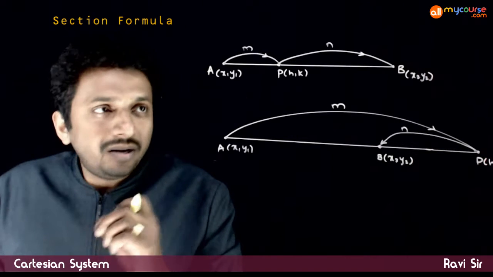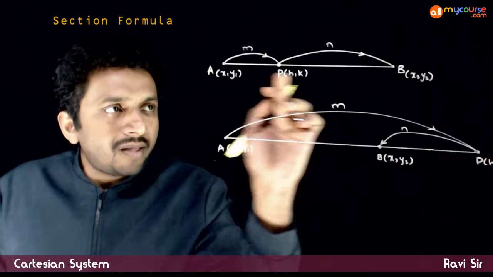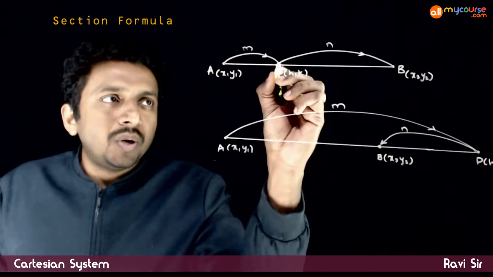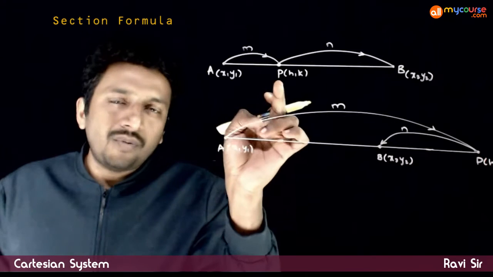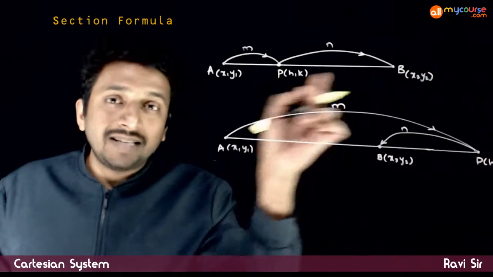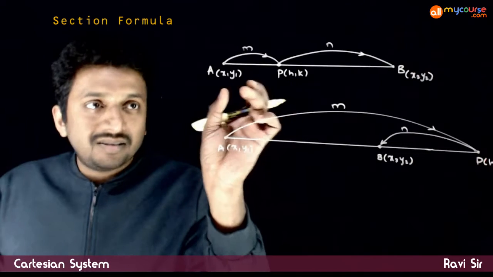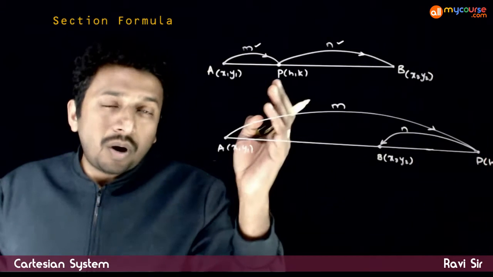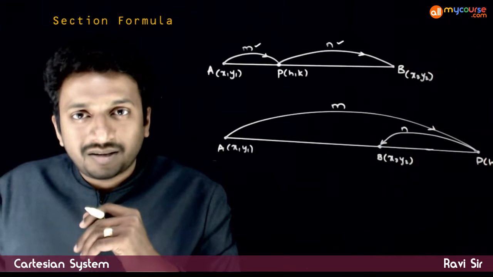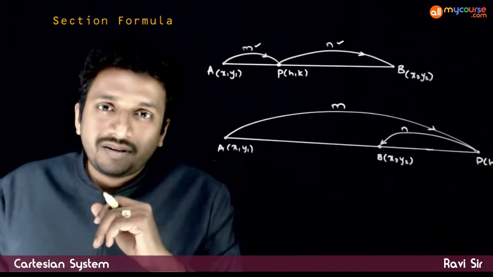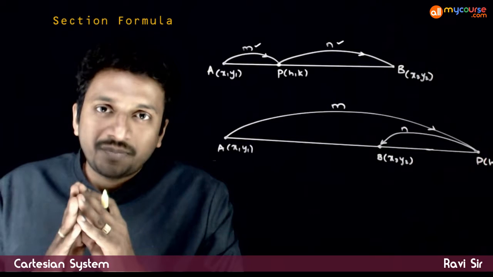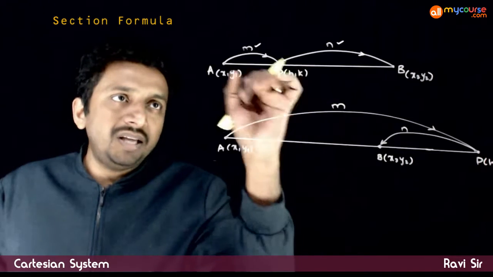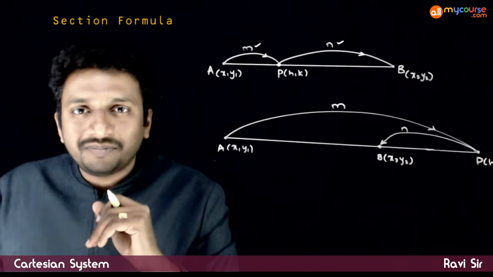Now I want the point P on this line segment which divides AB in the ratio m:n. If I want a certain point on this line segment AB which divides AB in a given ratio m:n, then what are the coordinates of the point? That's the question that we are going to deal with in this topic. This point is said to divide AB in the ratio m:n internally.